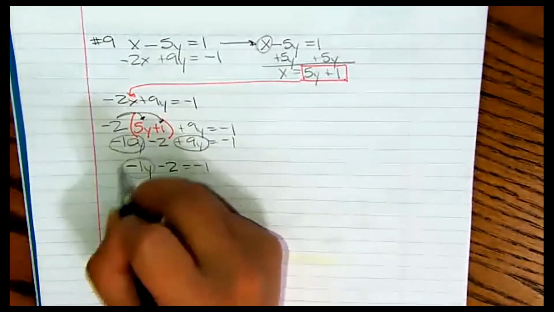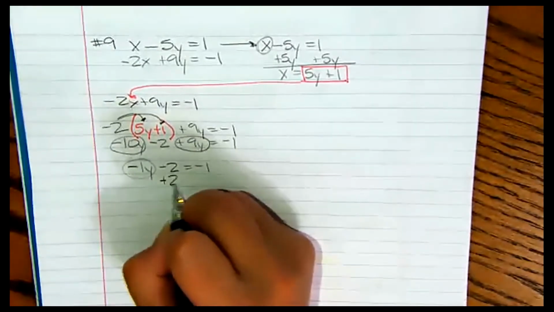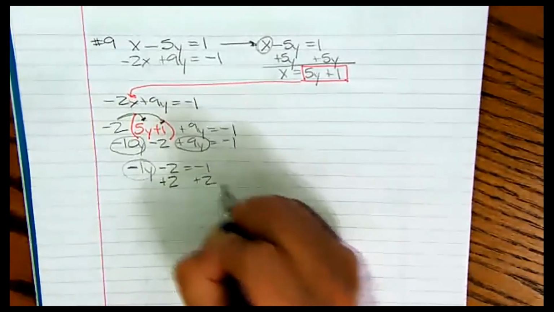I want to isolate my variable. So let's get rid of this negative 2. I'm going to add 2. What I do to one side, I must do to the other.